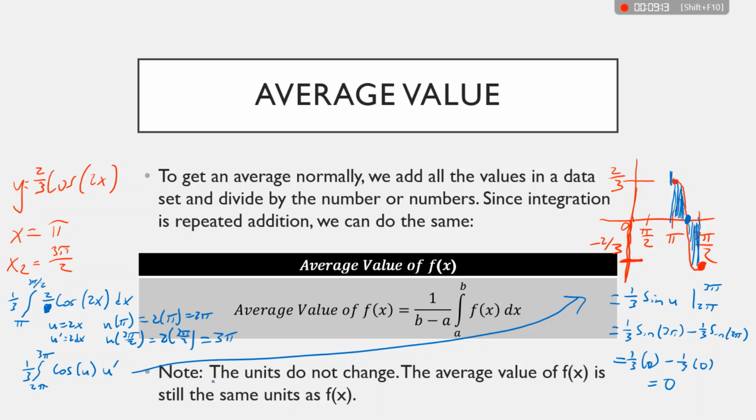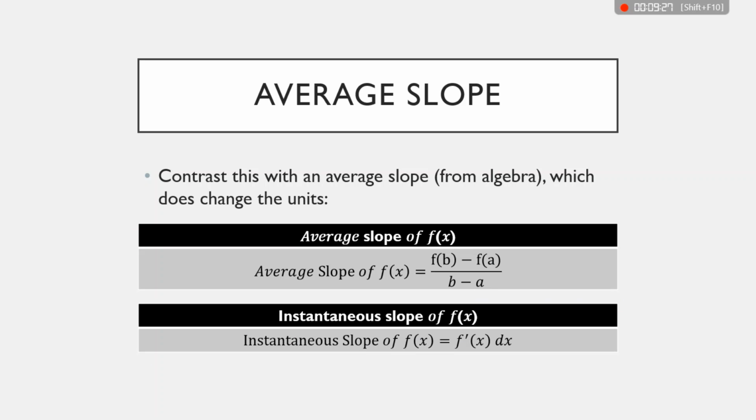Okay. Key for average values are units don't change. So whatever units you started with, if you started with velocity, after you do your average value, you are still velocity. If you started with distance, after you do average value, you're still distance. Okay, I'm going to contrast that with my average slope. My average slope, if I started with velocity, would give me my average acceleration.